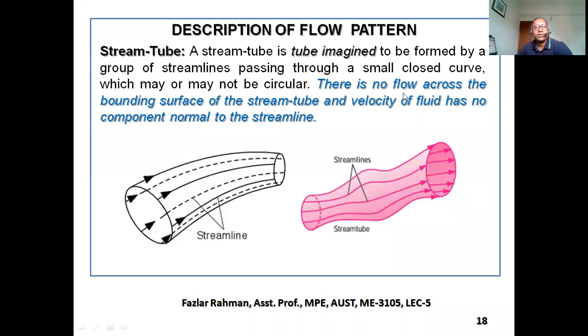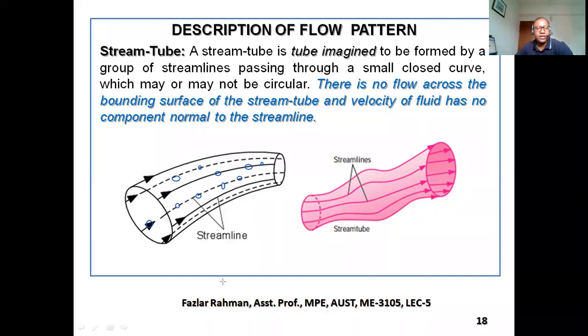There is no flow across the boundary surface of the stream tube, and the velocity of the fluid has no component normal to the streamline. So what is the streamline? We are considering a group of streamlines inside a tube, and it is an imaginary tube. What is the condition? The condition is that the fluid element will always pass along the streamline, and there will be no flow perpendicular to the streamline.